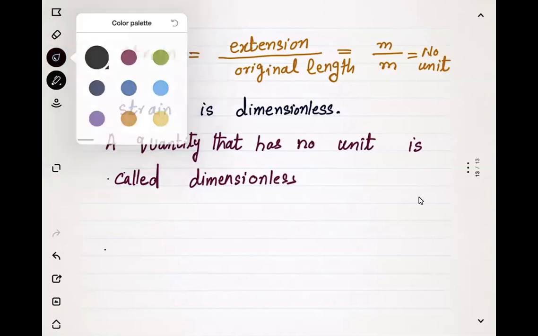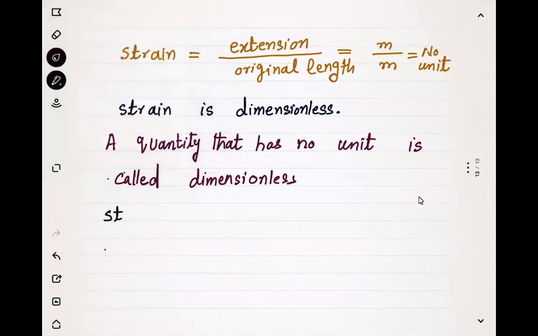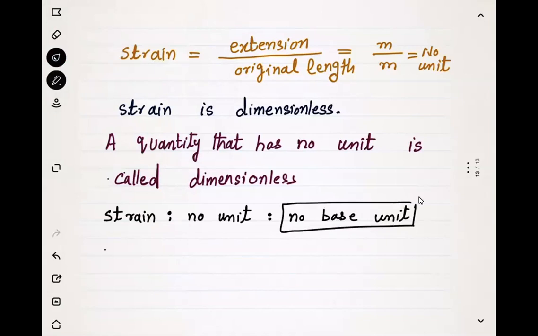So for strain, we will write that strain has no unit and also it has no base unit. Strain has no unit and no base unit. So this was about strain.